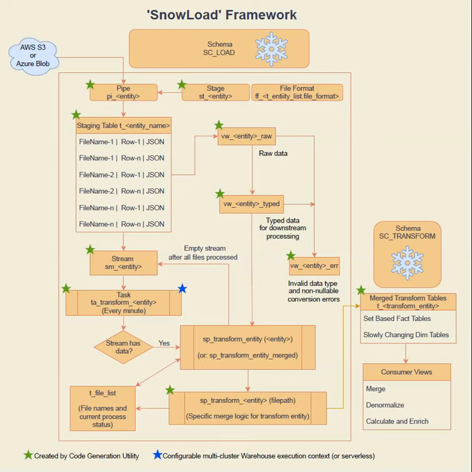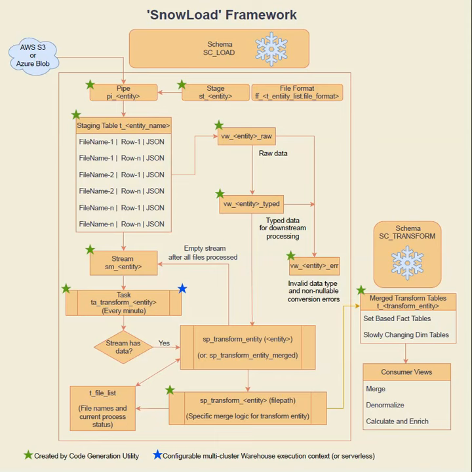The typed view is a source for the transformation processing which updates the historical fact and dimension tables in the transform schema. The view contains data type errors. It also lists any values associated with columns which have been defined with a not null indicator, but which contain nulls either because they came in that way or were converted to null by a typecasting error.